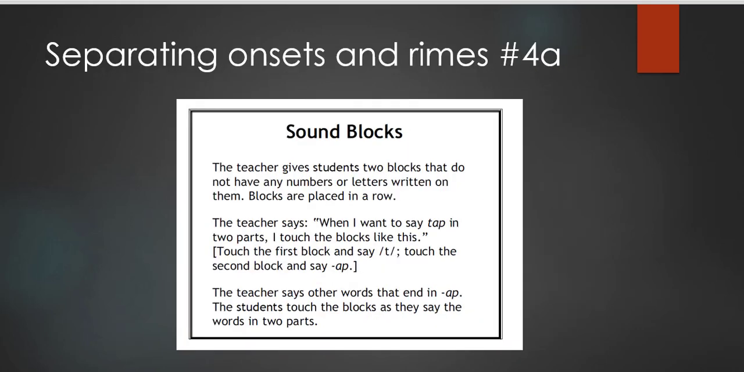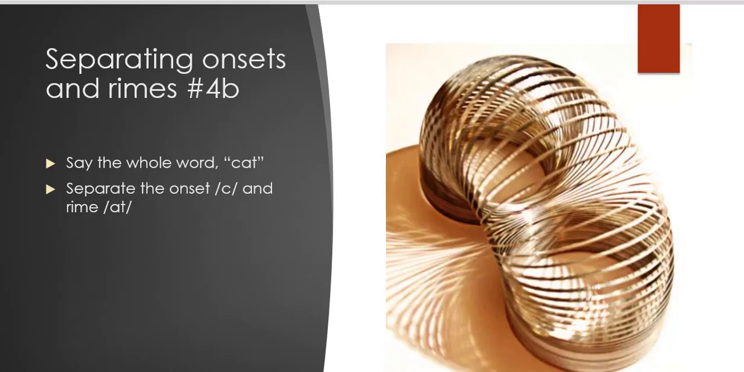For the task of separating onsets and rhymes, the teacher can use sound blocks. Give the student 2 blocks that do not have numbers or letters written on them. Place them in a horizontal row. Then say, "When I want to say blank, tap in 2 parts." Touch the blocks like this: "t," while touching the first block, "app" while touching the second block. "T, app, tap." Then repeat the process with other "app" words: wrap, cap, map.